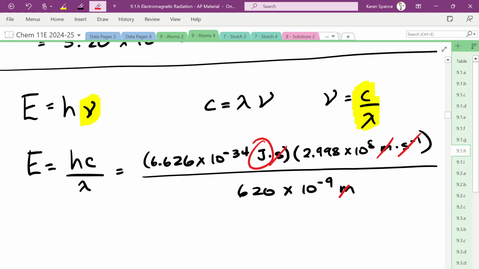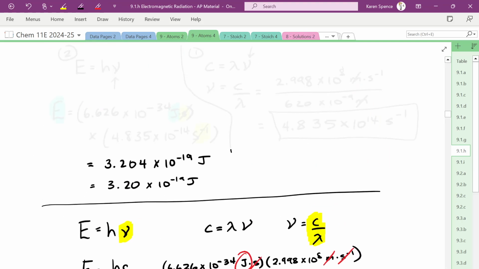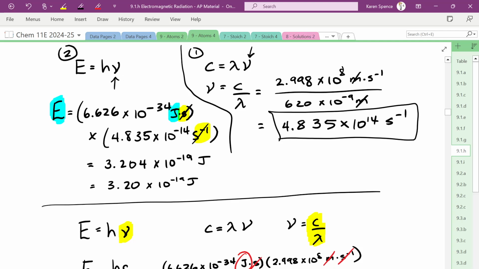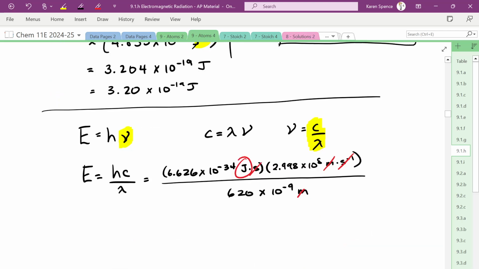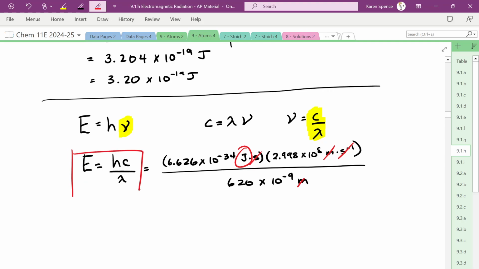So I don't care which way you do it. You can use the 2 formulas separately. You can memorize this formula, or you can derive this formula using both of them and then use it. Up to you. Is that good? Okay.